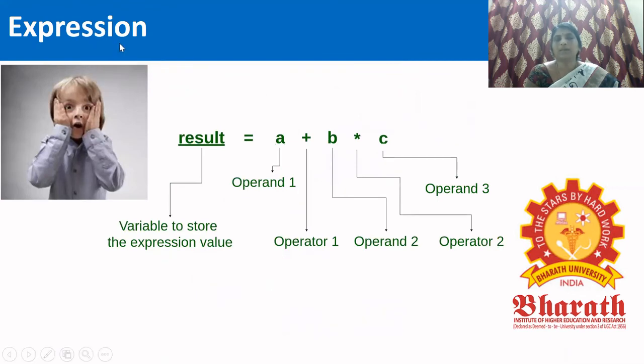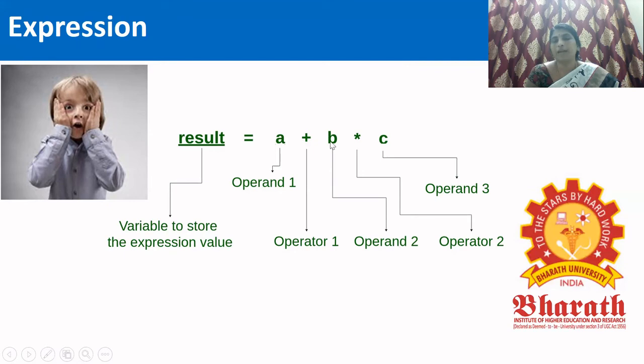Next, when we discuss expressions, expressions are combinations of operations performed on the variables and storing the result in a variable. So we see an example, say a plus b asterisk c. Here a is a variable, which is also called the operand, operand 1, and then b is operand 2 and c is operand 3.